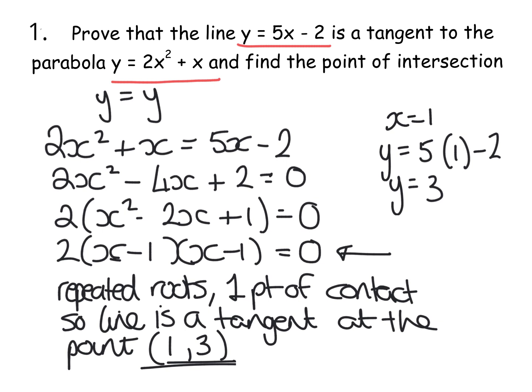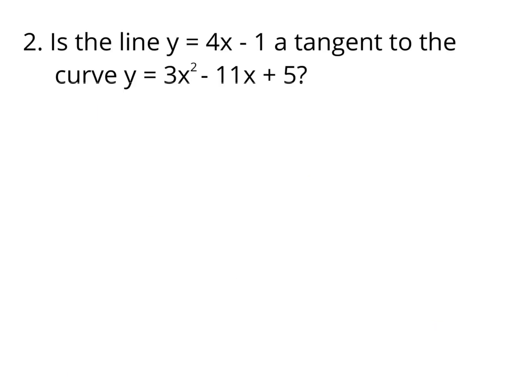Okay, right, the second style is the one where it says, is this line a tangent? Or it might be asking you to prove that the line is not a tangent, or prove there are no points of intersection. I know, because I made up the question, that it's not going to be a tangent. But we're going to work through it the same as we did before.